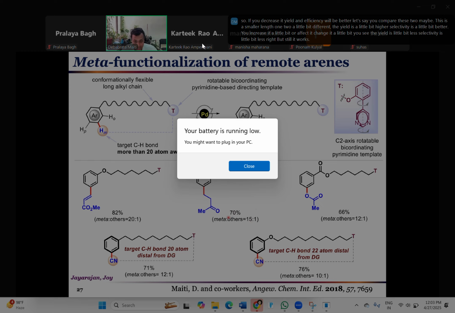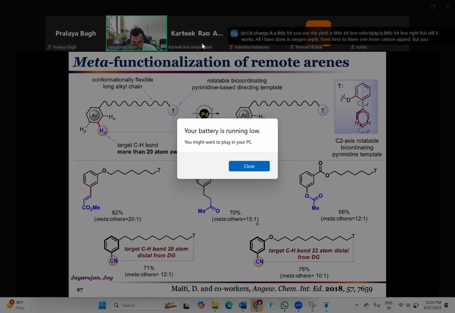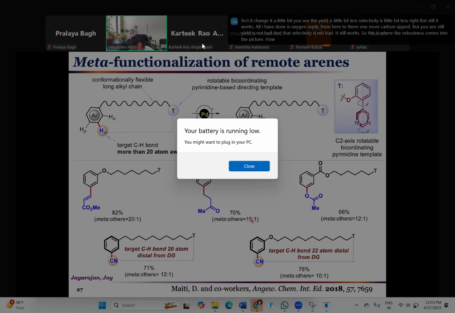But still it works. All I have done is oxygen shifted from here to there, one more carbon shift. But you see, still yield is not bad, and the selectivity is not bad. It still works. So this is where the robustness comes into the picture. How robust it is, how much heat it can withstand, how much changes it can withstand. It's good enough. I would say 82 goes down to 70, 20 to 1 goes down to 15 to 1. Yeah, we'll live with it. It's good enough. Okay, thank you.